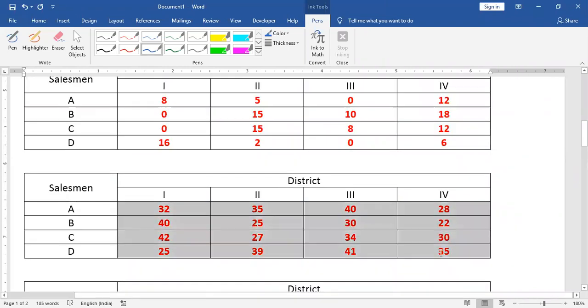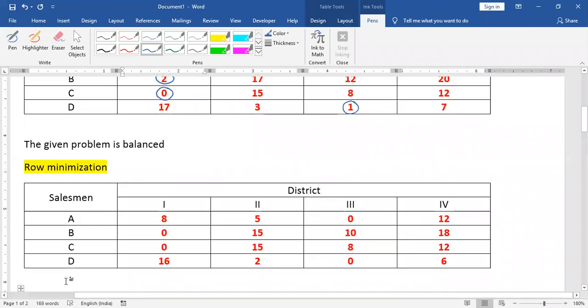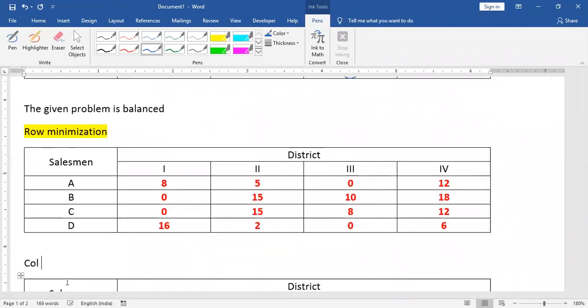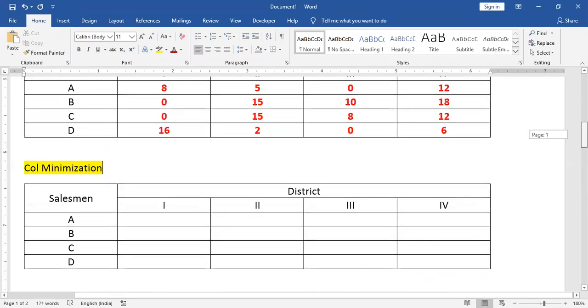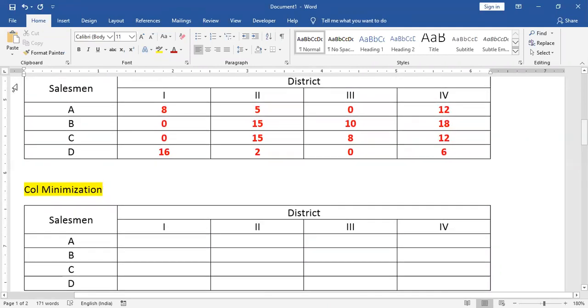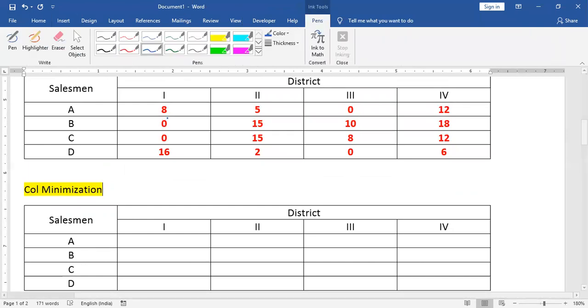Now we will go for column minimization, right? What do we do in column minimization? First of all, we find the minimum value of each column. So you just identify the minimum value of each column. In the first column, the minimum value is 0. In the second column, minimum value is 2. In the third column, minimum value is 0. In the fourth column, minimum value is 6.